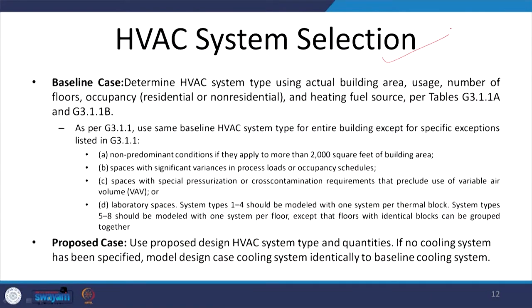When we are talking about HVAC system selection, the system for the baseline case will be determined using the actual building area usage, number of floors and occupancy as per Appendix G's table G3.1. The different sections of Appendix G3.1 will be used to determine the HVAC system used in the baseline case. In case the HVAC system for the proposed building has not been designed as yet, then the same baseline case system will be used in the proposed case as well.